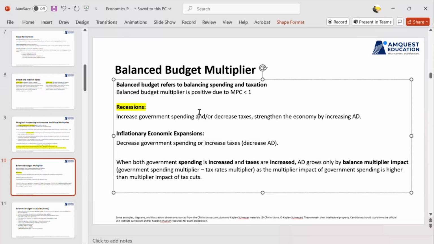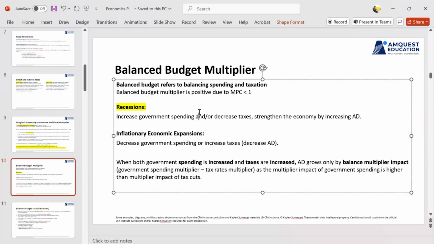Clear? So during recession, the government spending will increase, the taxes will decrease, and with that, the people will have a greater propensity to consume because they have more income and less taxes. Their demand will go up. Got it? Let's come to expansion.